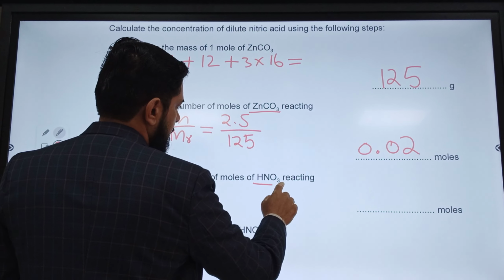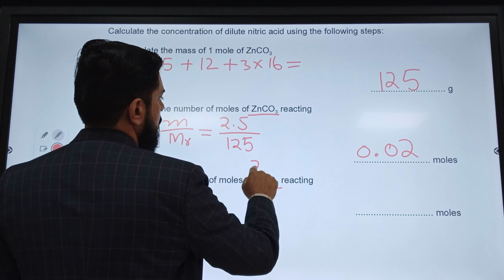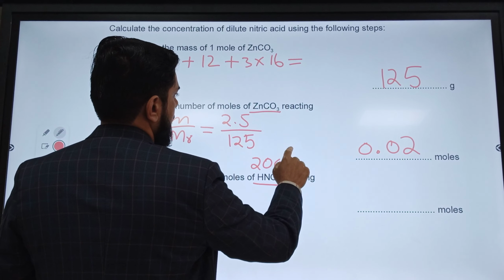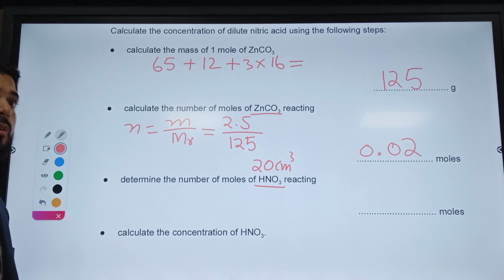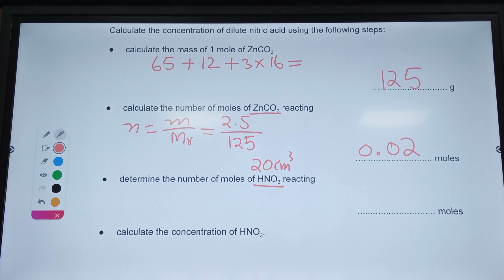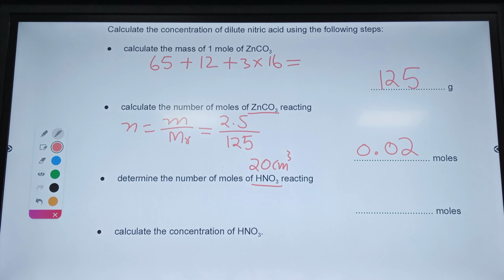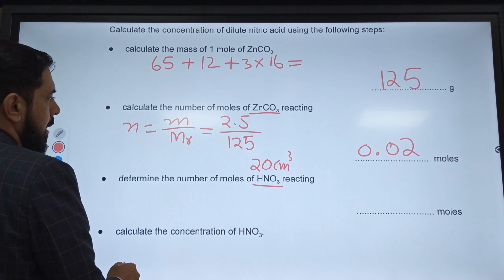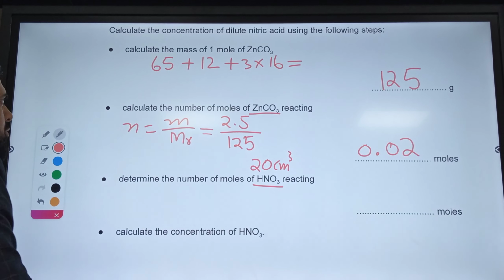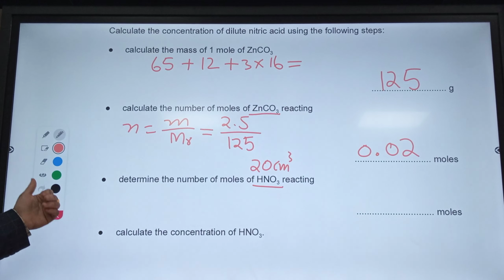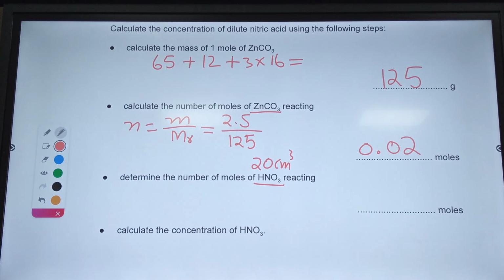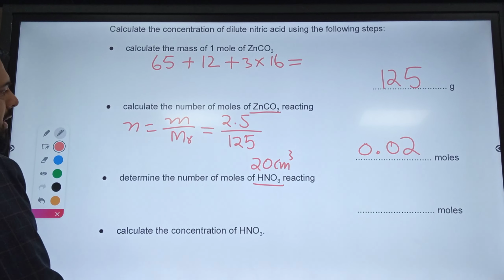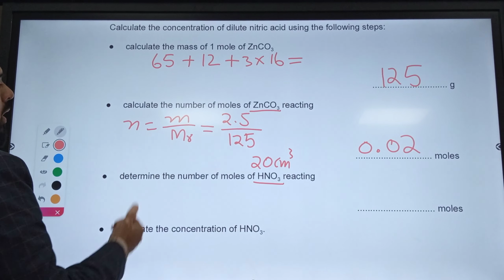And next, determine the number of moles of nitric acid. For nitric acid, we just know the volume, which was 20 centimeter cube, but we don't know the concentration. If we don't know the concentration, we can't apply the formula N equals C times V. So here we are going to apply the ratio method. We have to check the ratio of carbonate to nitric acid, which is 1:2.